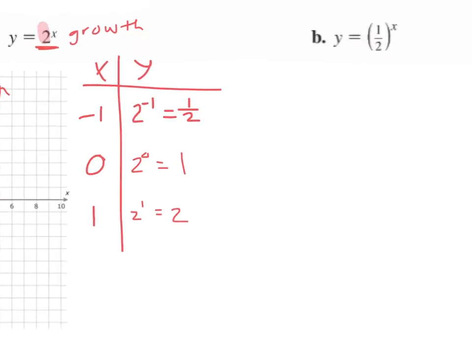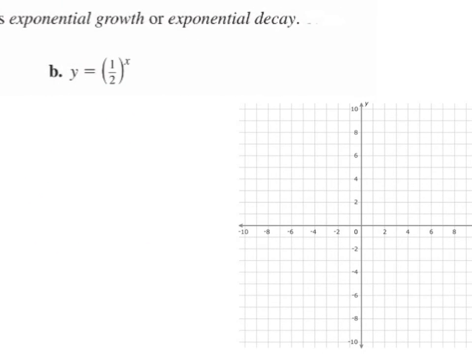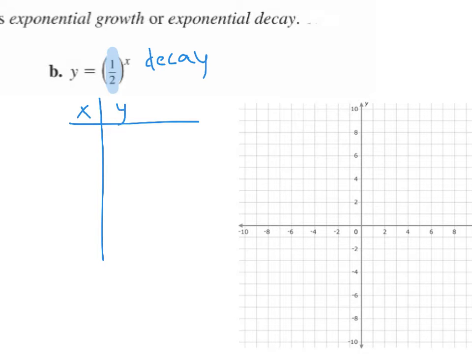All right, let's look at B. Just looking at our base here, are we going to have exponential growth or exponential decay? Decay, because we have a fraction that is less than 1. Now we're going to do the same thing we did before, plug in points for x, get values for y, and then plot our points.